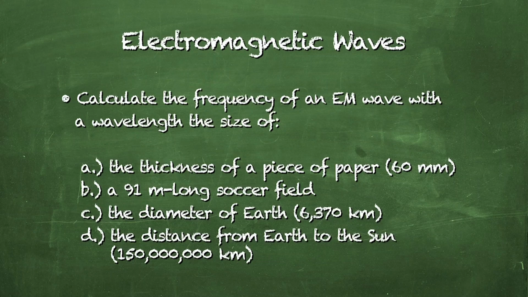Calculate the frequency of an electromagnetic wave with a wavelength the size of the thickness of a piece of paper, 60 millimeters, a 91 meter long soccer field, the diameter of the Earth, and I should tell you that the diameter of the Earth is 6,370 kilometers, or D, the distance from the Earth to the Sun, and that would be 150 million kilometers.